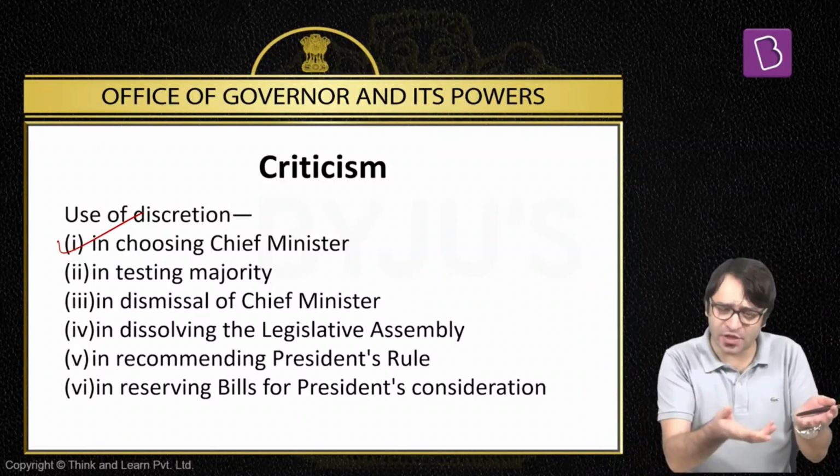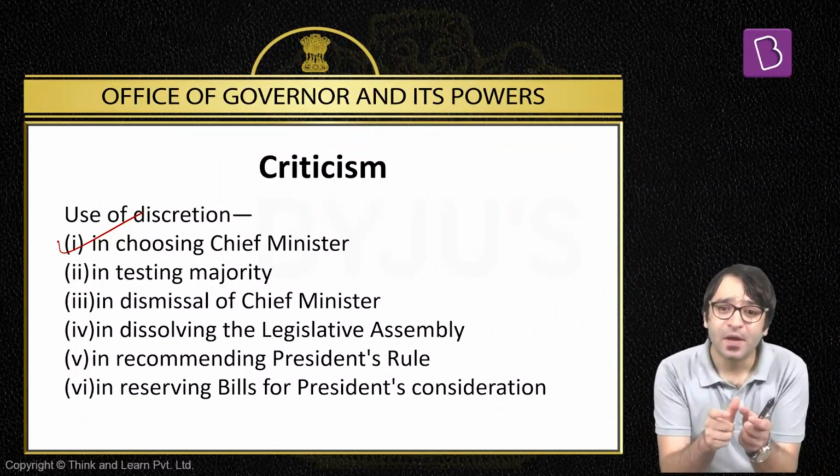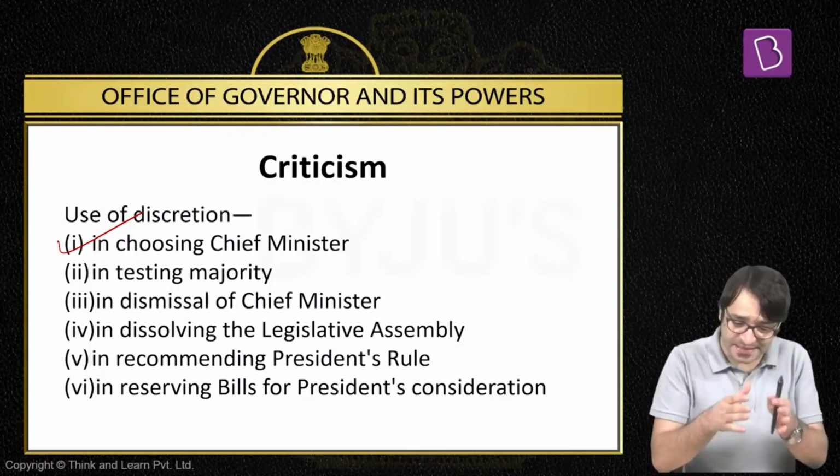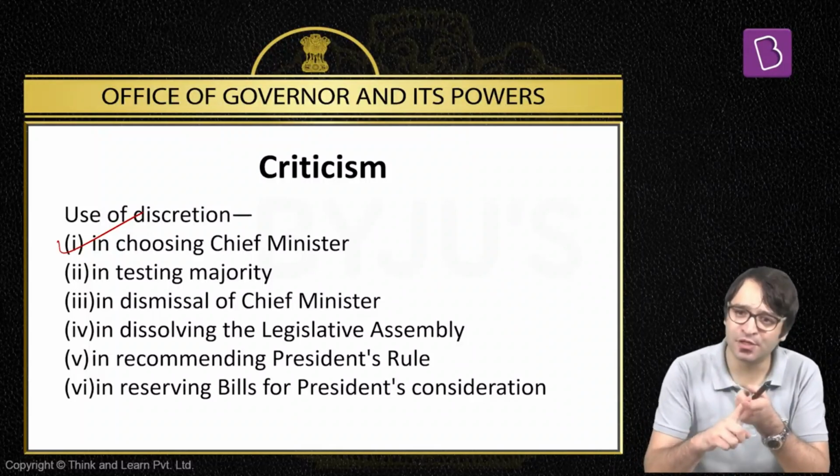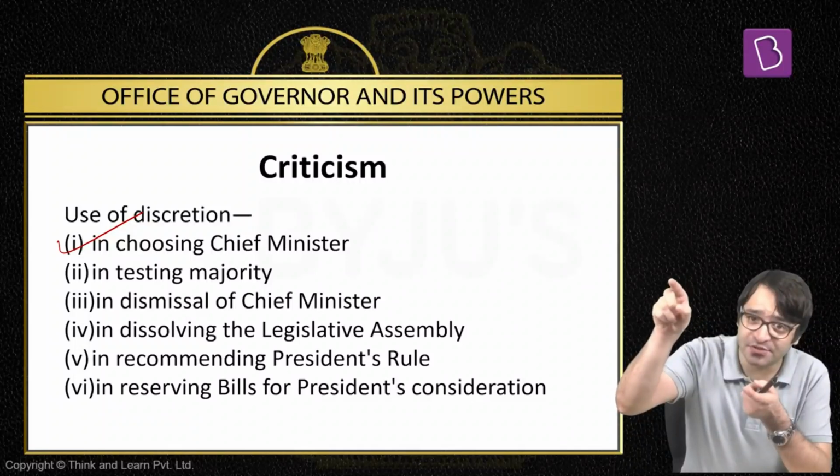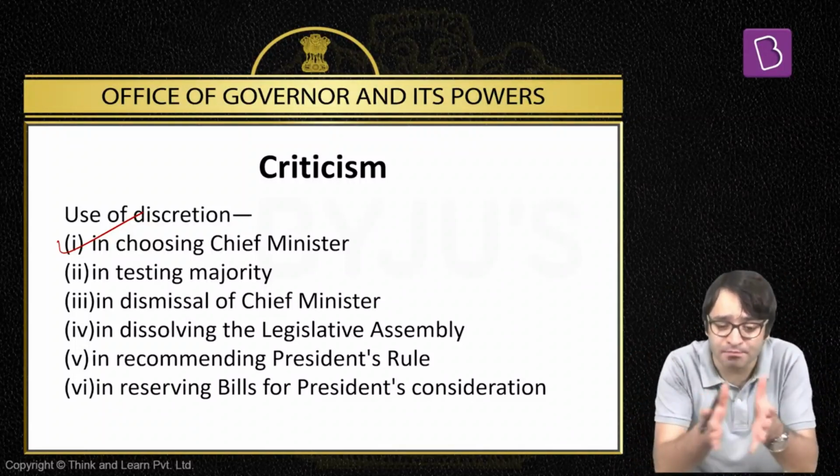Because the party which has won the election, the leader of that party becomes the Chief Minister. But the problem is when there is a hung assembly, when no party has a clear-cut mandate by the people, it is in this situation that the governor plays a partisan role. The governor, who is appointed by the central government, favors the party which is in power in the central government. So in choosing a Chief Minister, the governor is misusing his discretionary power.